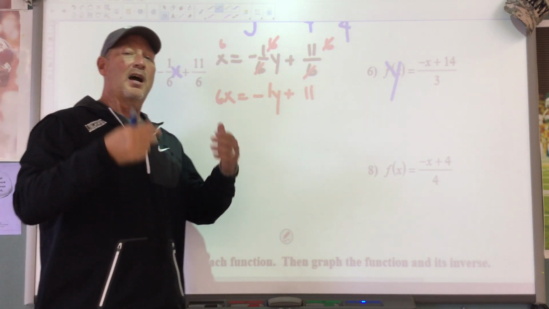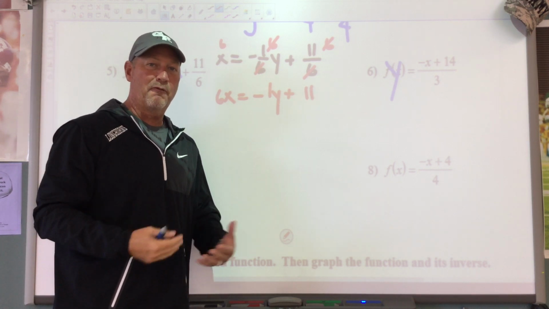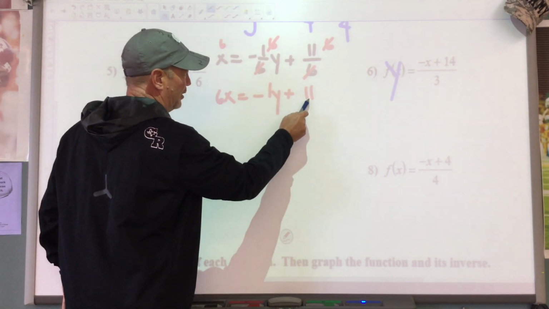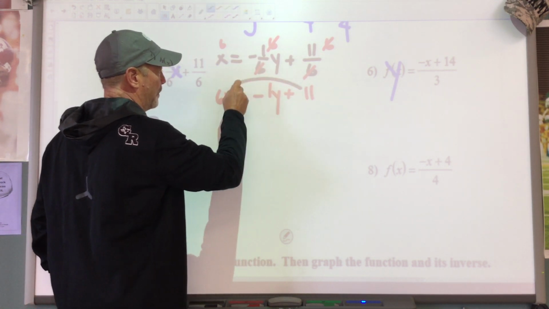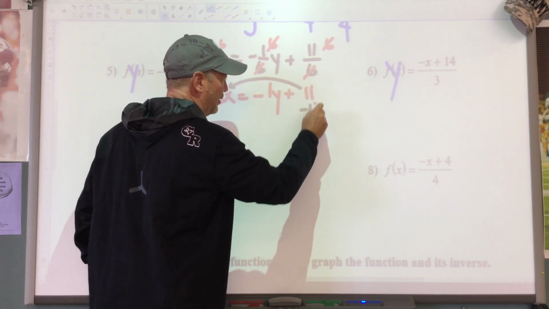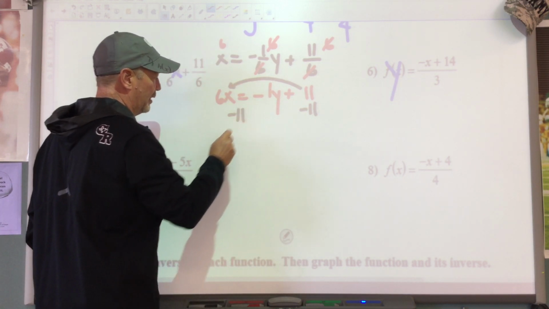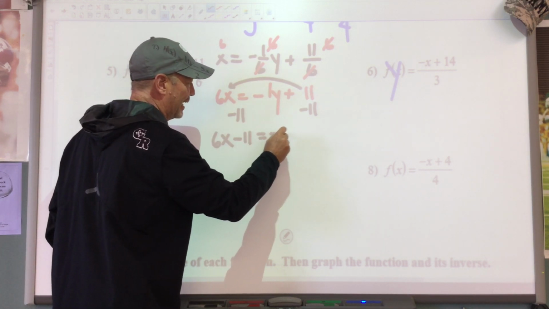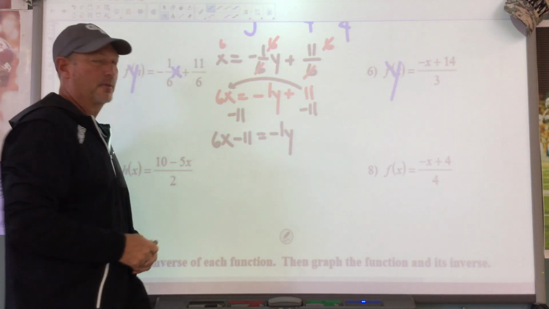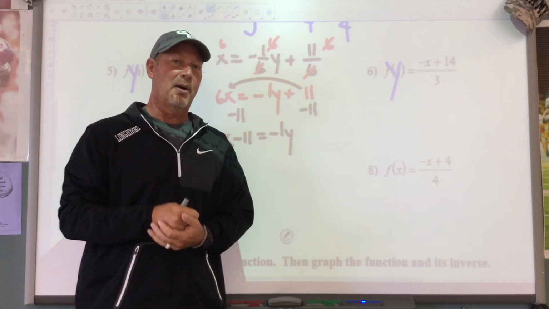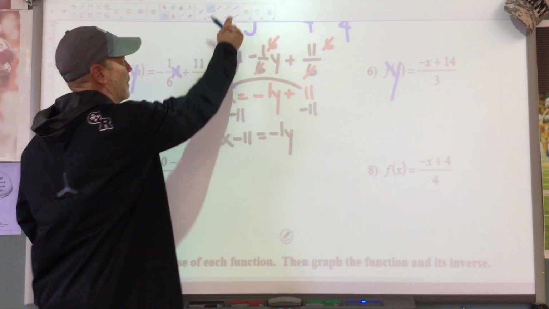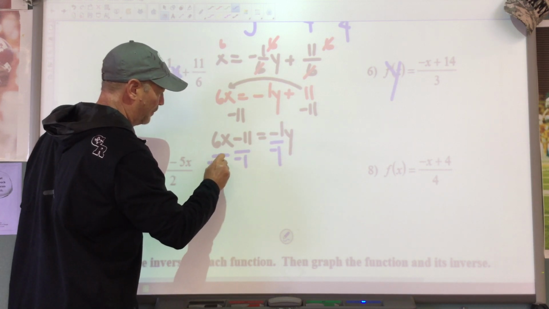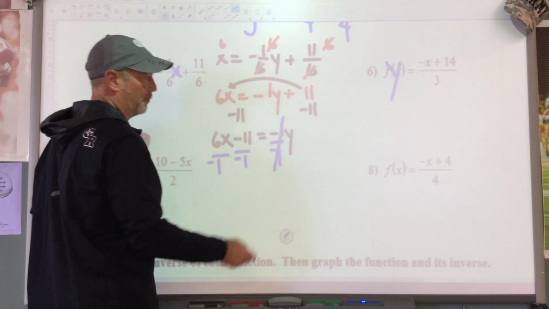We want to get our y by itself. Remember, we're trying to solve for y. So what we're going to do is move the 11 to the other side. We're going to go minus 11, minus 11. That gives us 6x minus 11 equals negative 1y. We're close, but y is not by itself. So we're going to divide everybody by negative 1. This will cancel. Final answer.